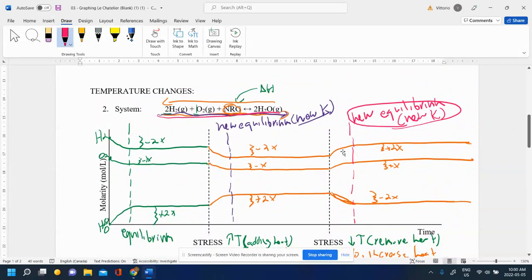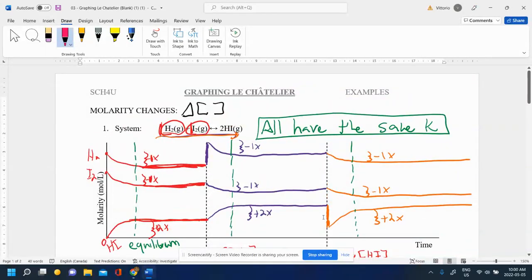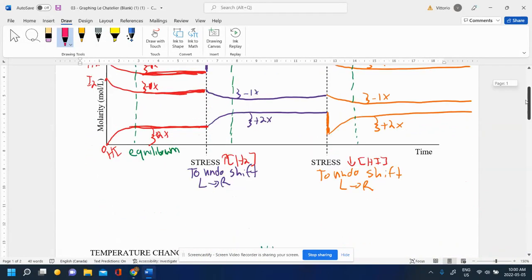And also, we don't see any sharp increase or sharp decreases. It's all gradual consumption or using up and gradual production or forming. Whereas here, you do see at least one of them, whatever one you added or removed, has a sharp increase for adding, sharp decrease for removing, and then the gradual takes place after. The other ones are just gradual if you haven't added any. They're just going with the process of the reaction.